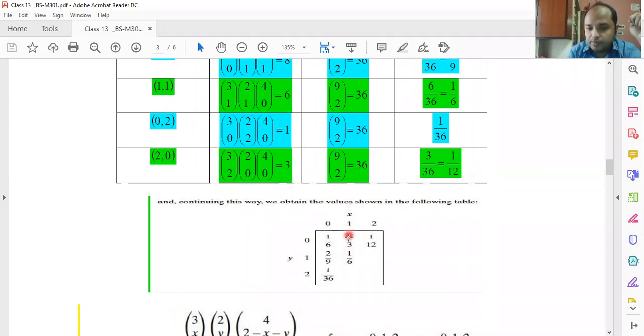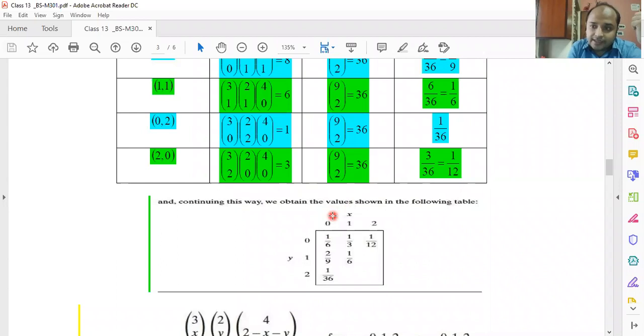1, 0 has got probability 1/3. So first of all, you will not see the things in this manner: 0, 0, 0, 1, 0, 2. No, you have to see them from column to row. First, X will come. Now that is up to you. You can put X on the leftmost portion and Y on the topmost portion, but the general convention is to write X on the top and Y on the left.